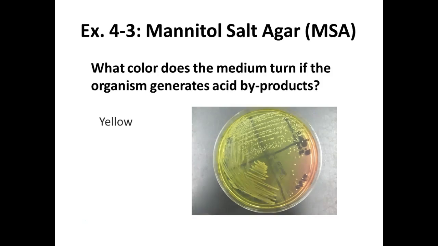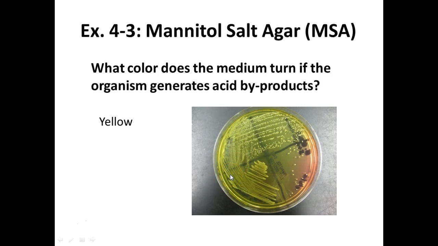Yellow. Yellow. Right? Just like in our phenol red test, yellow means low pH, means acid. So this is a really nice streak plate done on the Mannitol Salt Agar. And you can see where there's a lot of organisms, they produced a lot of acid, and it all turned yellow. But notice here where there's a little bit more organisms, it's not quite yellow yet, it's that in-between color of orange.